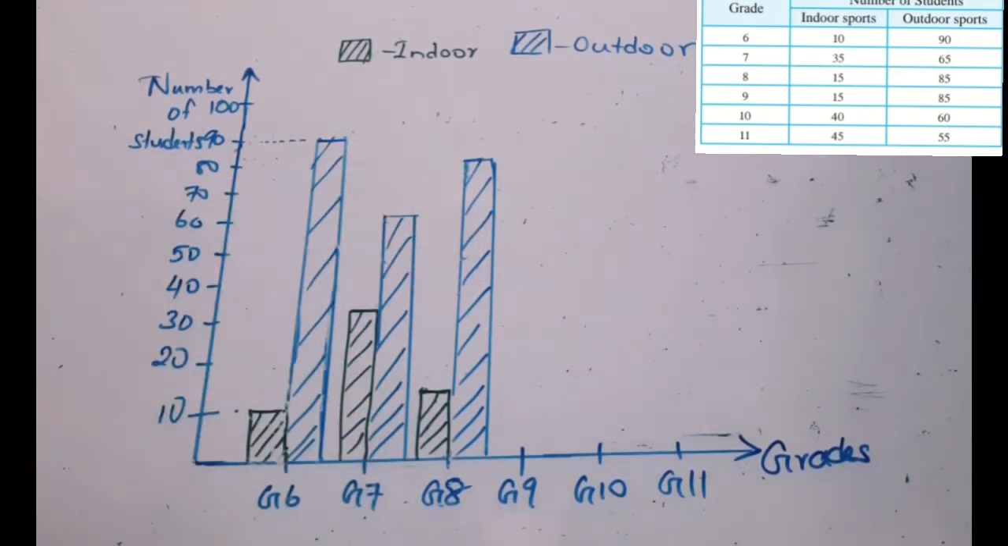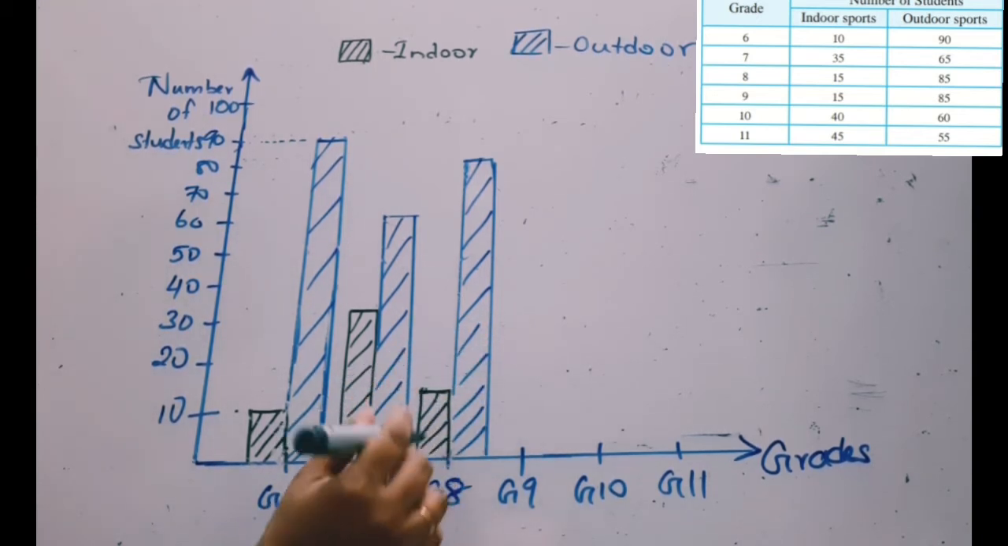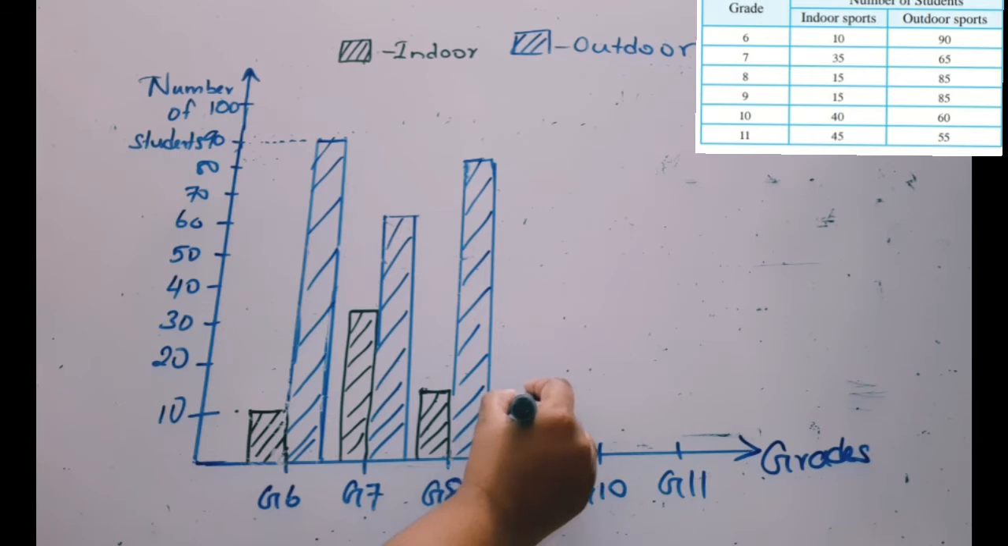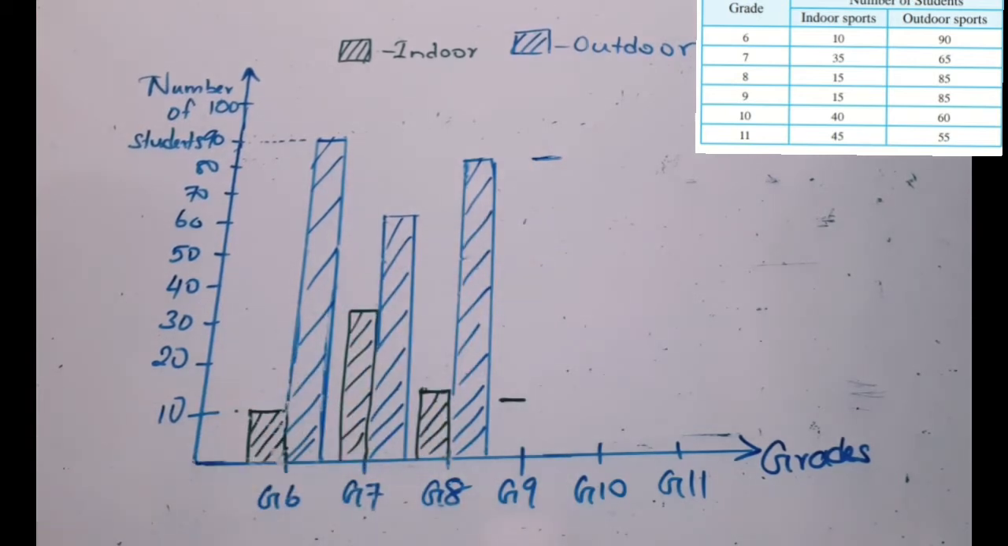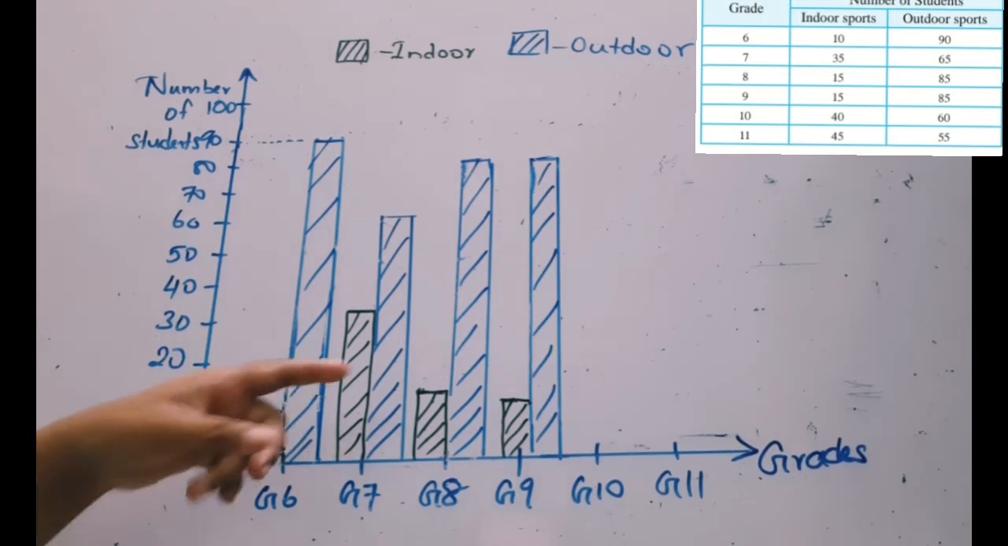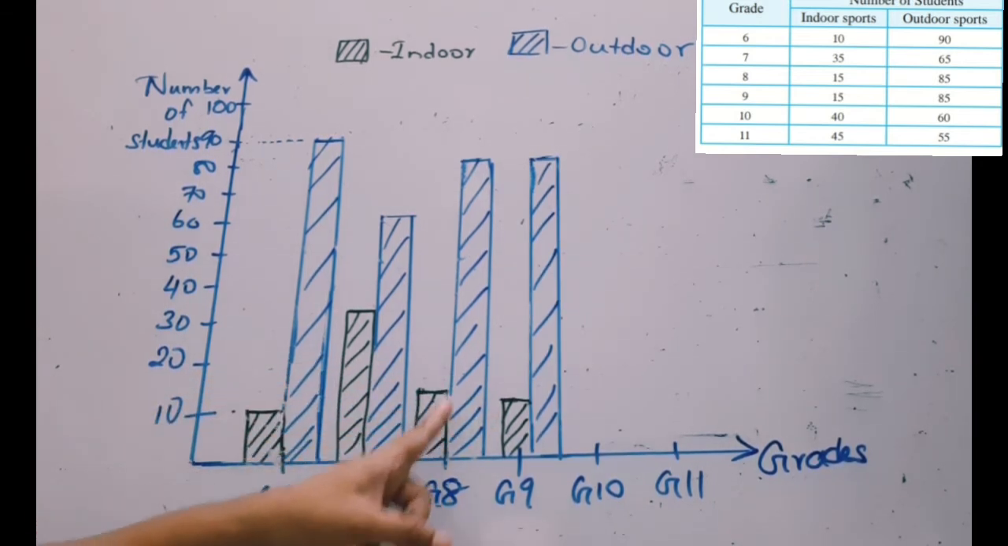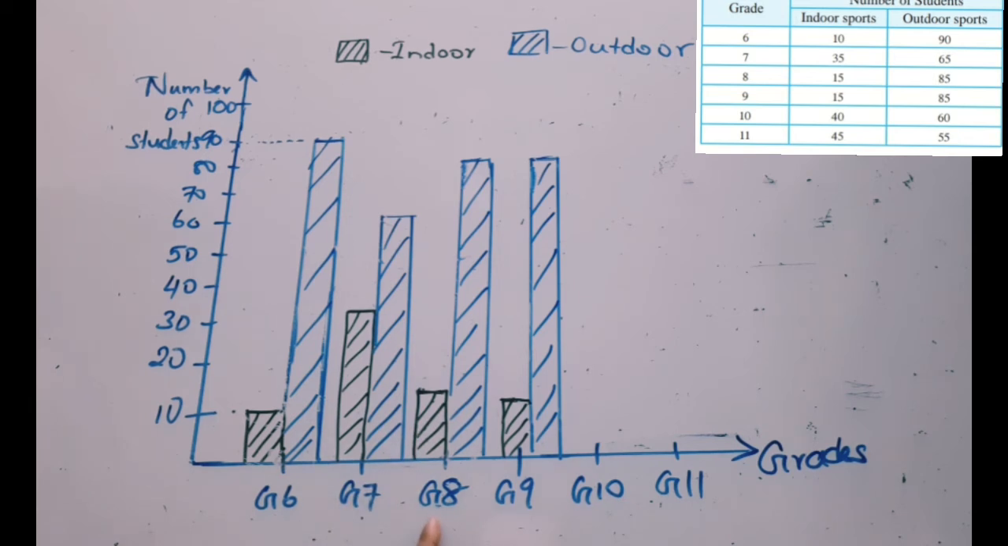15 and 85. The next one is grade 9, which is 15 and 85 once again. So it's going to be at the same level as these two. Am I right? Why? Because it is 15 and 85 once again, so it's going to level with the previous bars. I'm going to join these now. Can you see? It looks exactly the same as grade 8. So we can compare easily, right? Grade 8 and grade 9 have a similar number of students for each of indoor and outdoor sports.